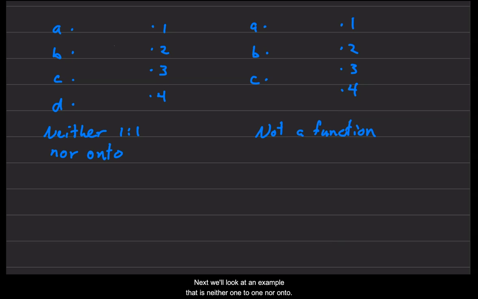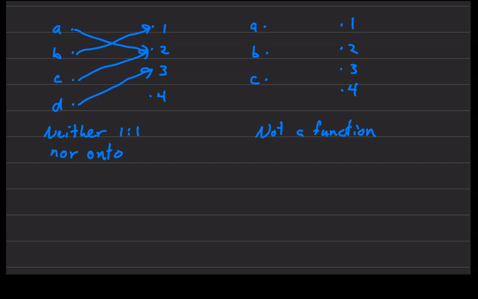Next, we'll look at an example that is neither one-to-one nor onto. The domain set is {A, B, C, D}. The codomain set is {1, 2, 3, 4}. Element A maps to 2. B maps to 1. C maps to 2. And D maps to 3. So in this case, we have element 4 that has no mapping, therefore this is not onto, and we have element 2 that is the image of A and C, meaning that it's not one-to-one.